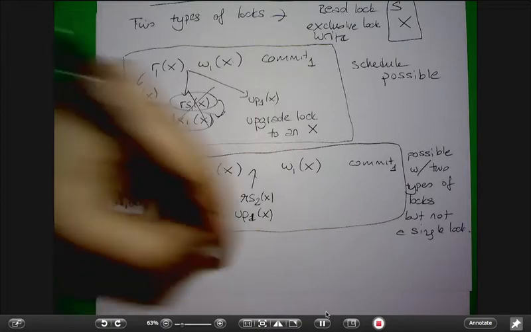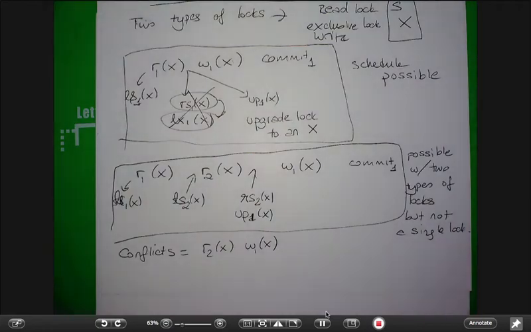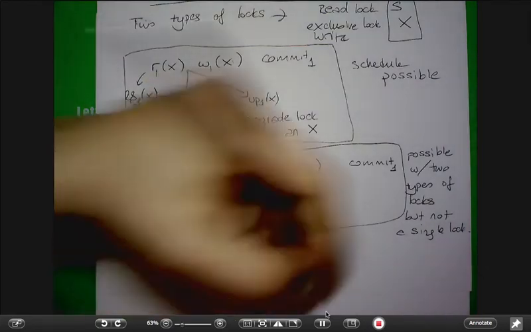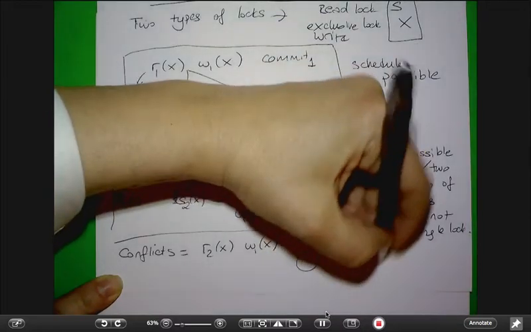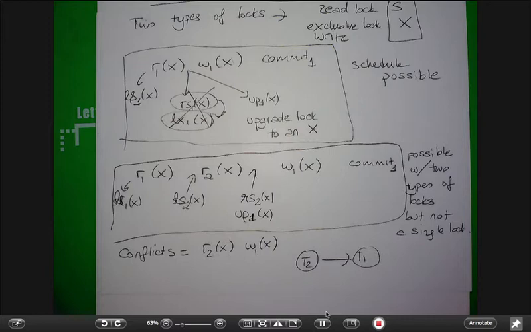R2 of x, W1 of x. Like this, right? So that means this schedule is serializable because it has no cycle. And I would not be allowing it if I was using a single lock, but with two locks I can allow it. So the whole point of two locks is to have more schedules that are possible, so I can have more concurrency, but still not cause any problem because you can still show that this guarantees serializability.